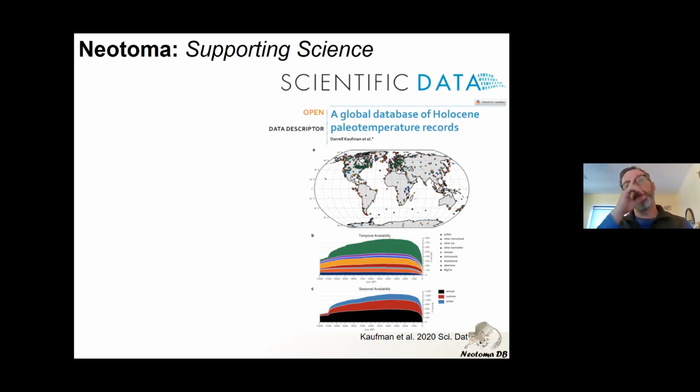So this is a data paper presenting this new database of Holocene paleotemperature records. The green dots are pollen. Probably most or all of those green dots are Neotoma records, and pulling in other sources as well. So this isn't all Neotoma data, but there's definitely Neotoma data contributing to this.